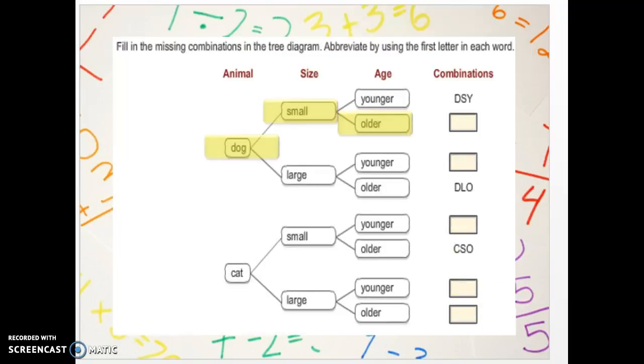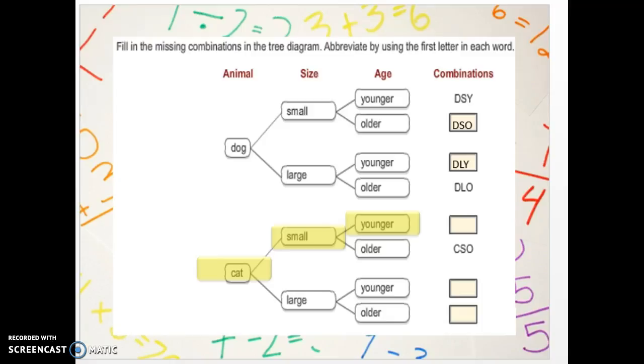Let's work on another tree diagram. Here we have animals, sizes, and age. We have dog, small, and younger, which gave us the combination DSY. Let's fill in the next combination. We have dog, small, older. So our answer here would be DSO. Our next combination is dog, large, younger. Here I would fill in DLY because now we've moved on to large dogs.